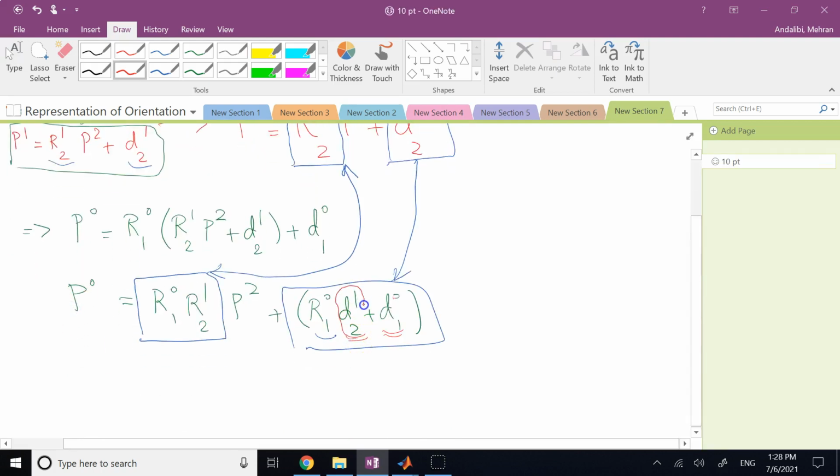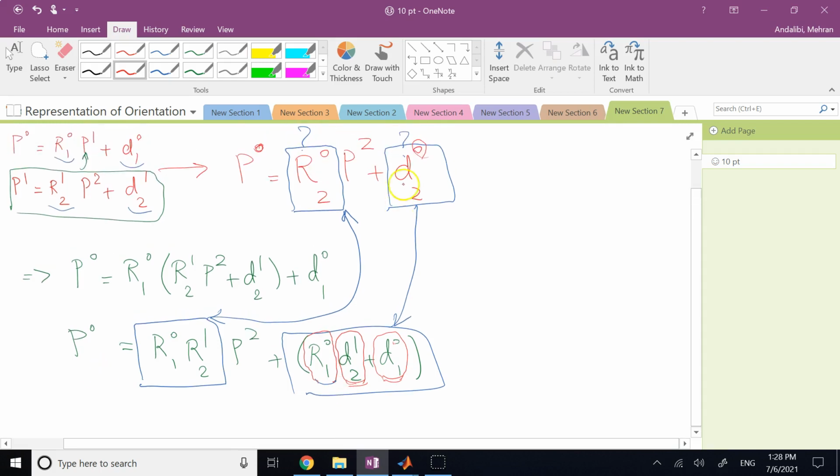So this d of 2,1, I have to somehow project it and write it in frame 0. And you know, if I have any vector in frame 1 and I want to take it to frame 0, I need to multiply it by R of 1 with respect to 0. So this is projecting this vector back to frame 0. This is alignment or projection. Then you can add it to this one, which is now written in the same frame. So that's R of 2,0, and this is d of 2,0 as a result of the rest of them.